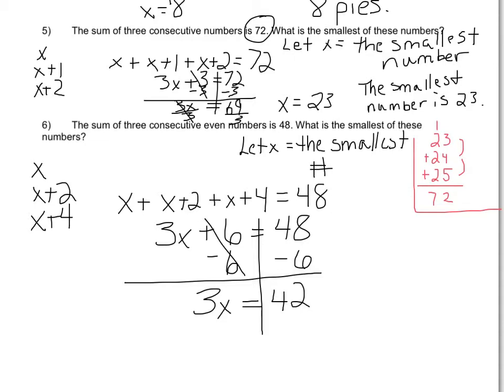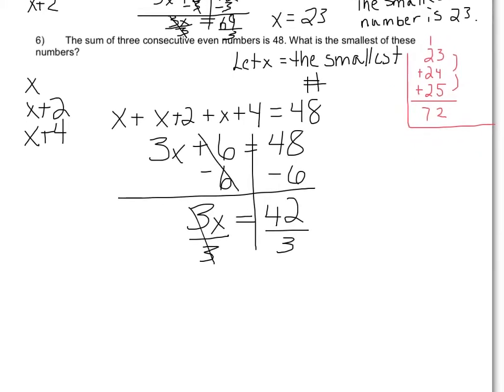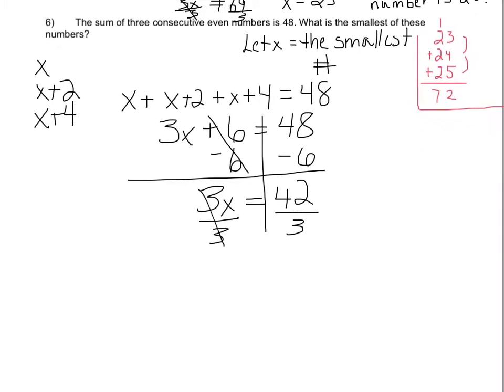Right? Now we look at here, we see that 3 is being multiplied by x. When they're next to each other, it means they're being multiplied. We need to do the opposite. The opposite of multiplication is division. Divide by 3 on both sides. We end up with x equals 42 divided by 3. If you do the division, it ends up being 14. Okay? The smallest number is 14. That's our answer.